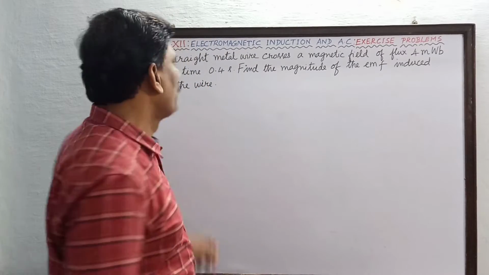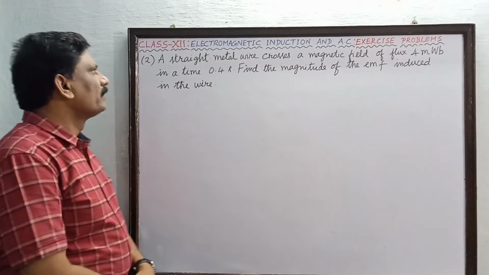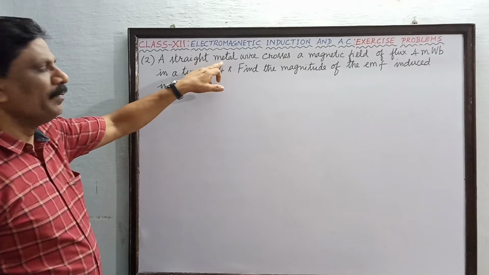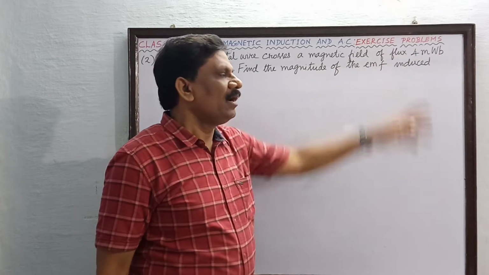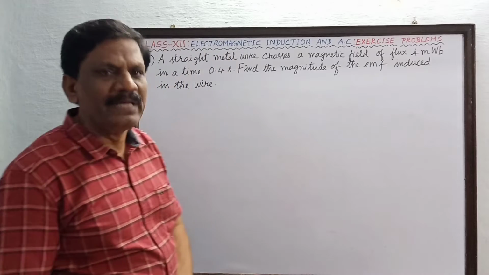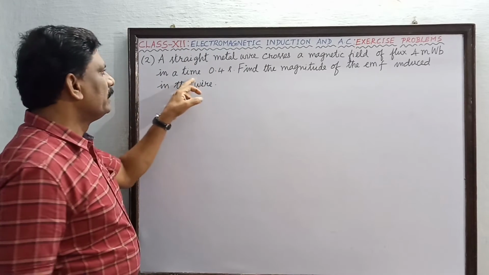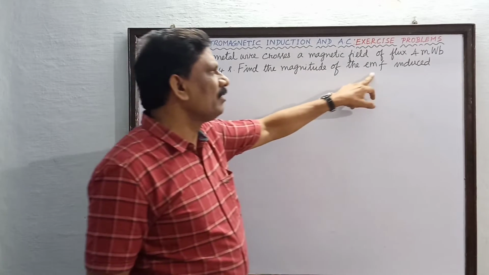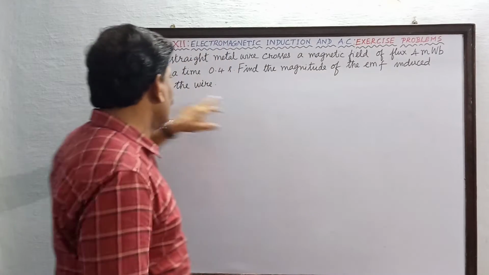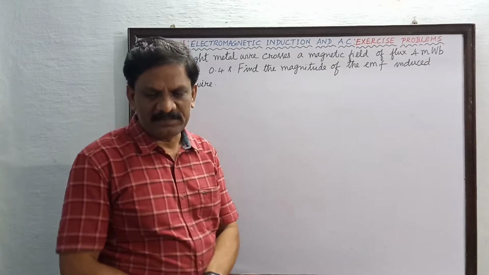Hi students. Now the second problem. A straight metal wire crosses a magnetic field of flux 4 milliweber in a time 0.4 second. Find the magnitude of the EMF induced in the wire.